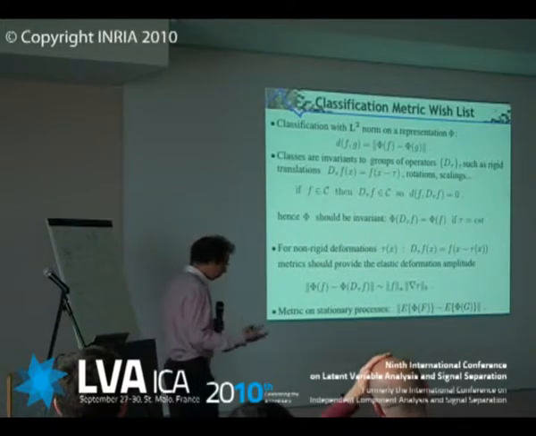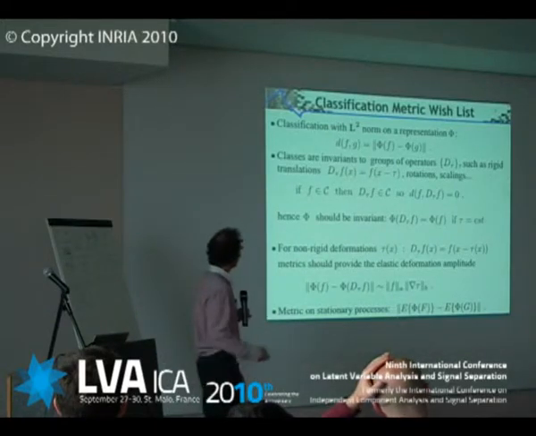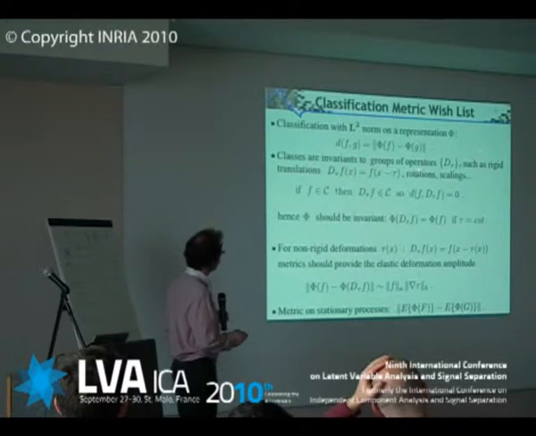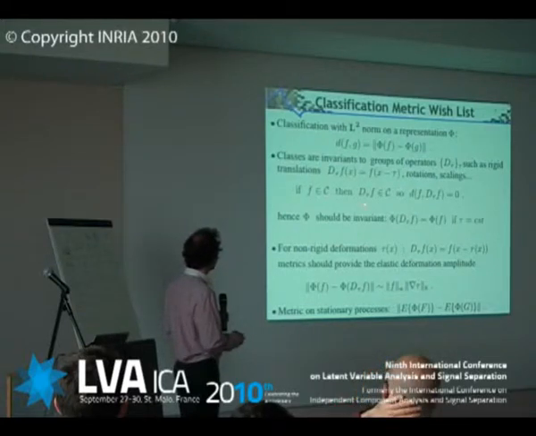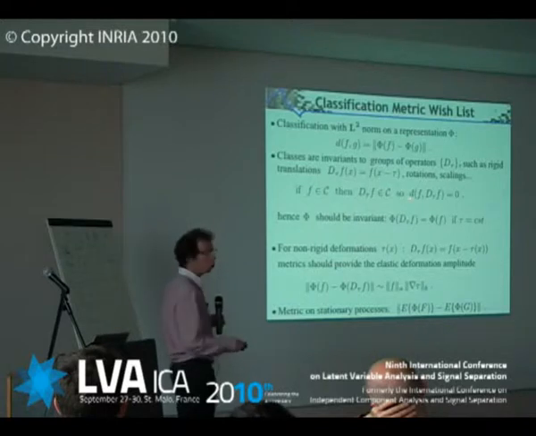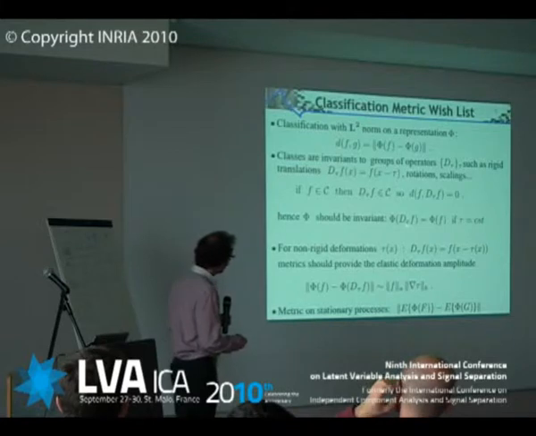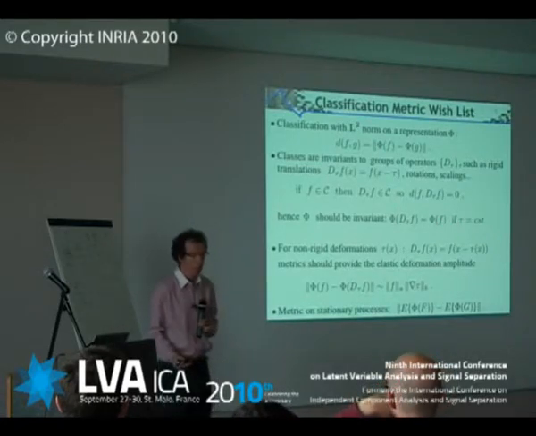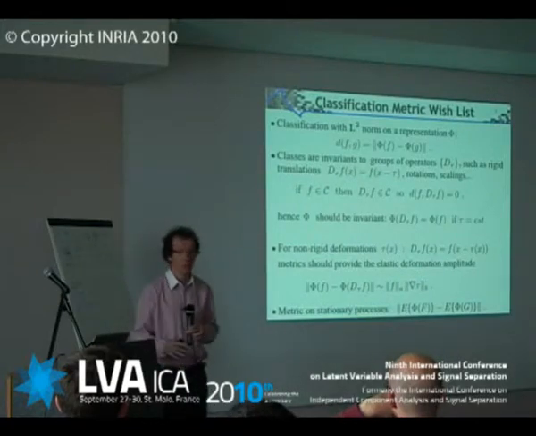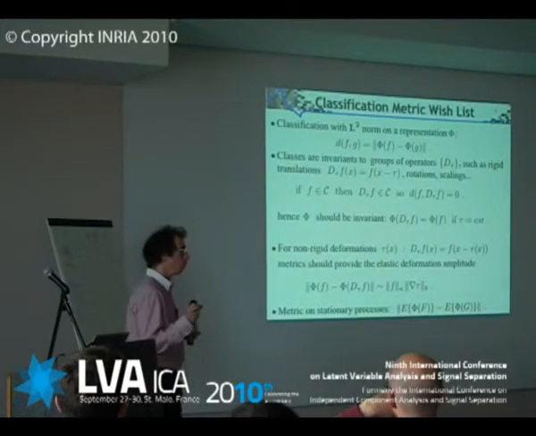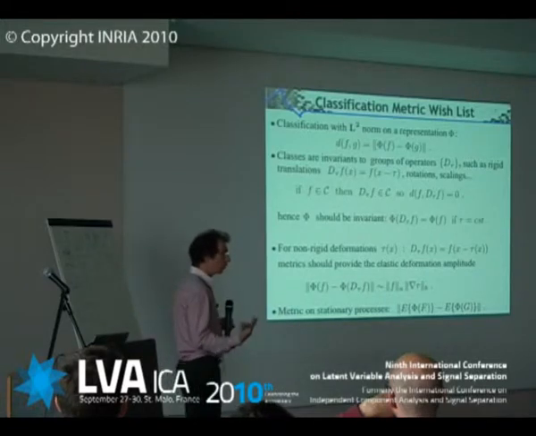Okay, as a fundamental property, the classes are going to be invariant to certain groups of operators, such as rigid translation, rotation, scalings. So if the function belongs to the class, the translated function, for example, belongs to the class, therefore the distance should be 0 between the function and its translation. What that implies is that the representation here has to be invariant to translation. Okay. This is easy, the Fourier transform will do it. But I want something much more. As I said, I want to be able to measure deformation.